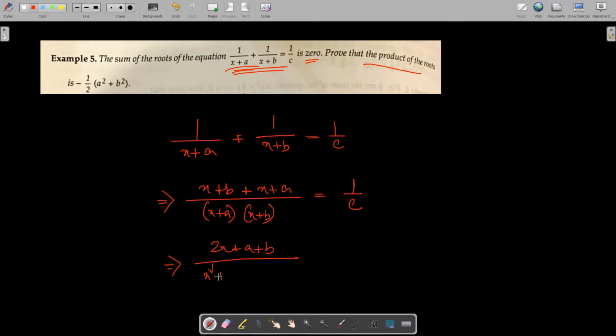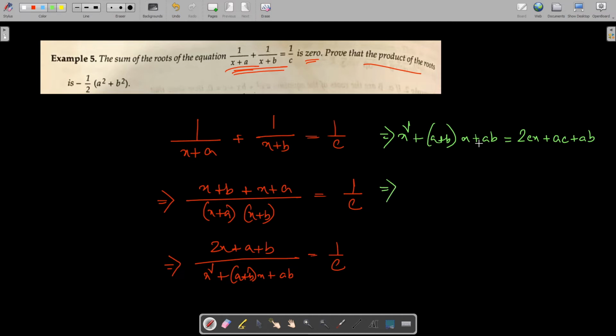Here we will get x square plus (a plus b) into x plus ab equals to 1 by c. If we do the cross multiplication, what will we get? We will get x square plus (a plus b) into x plus ab equals to, it will get multiplied with c, so 2cx plus ac plus bc.